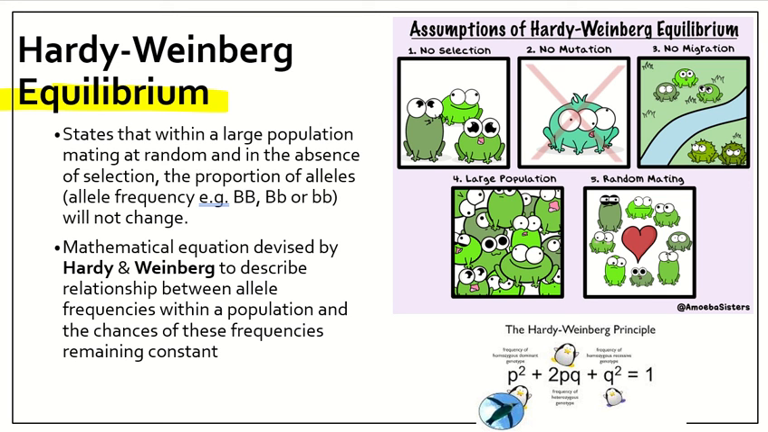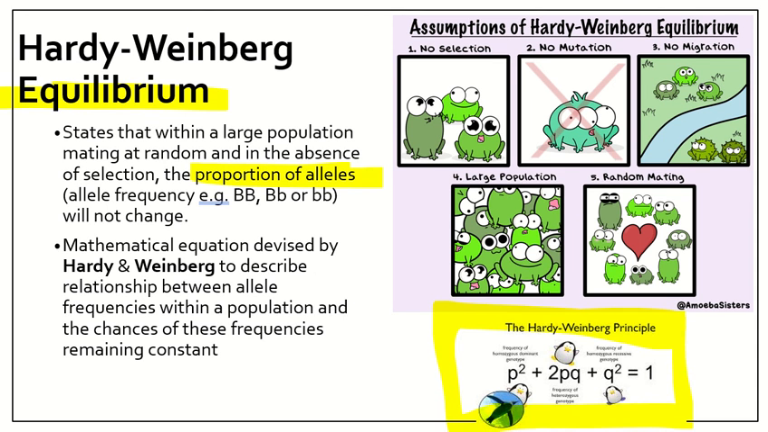What they use is the allele frequencies. Based on how many alleles for this trait show up in a population, they can use this Hardy-Weinberg equation. See, math comes back. And so they're able to calculate if they think this population is going to undergo evolution or if it's just going to stay at equilibrium.